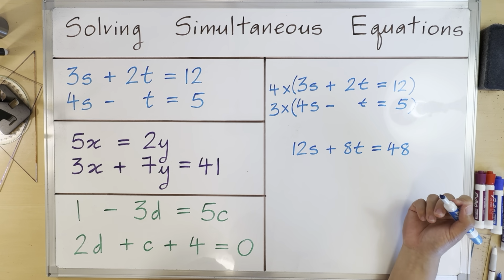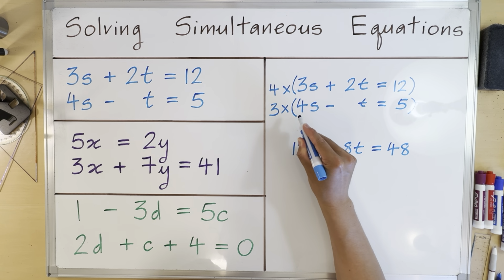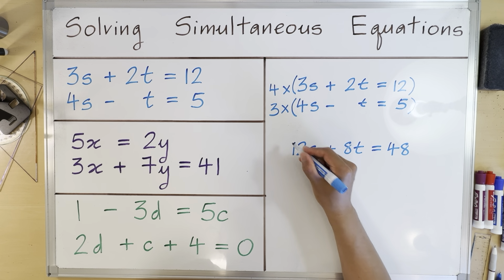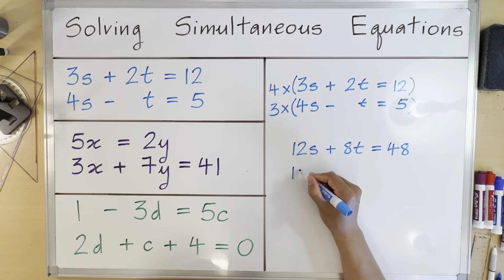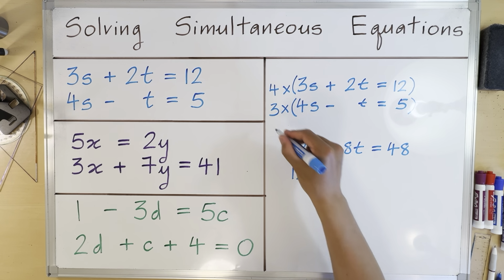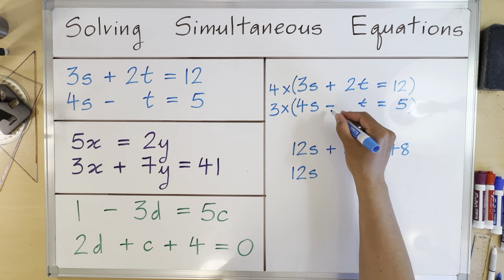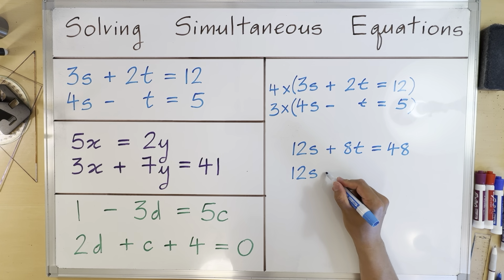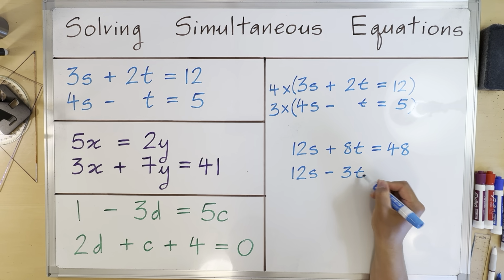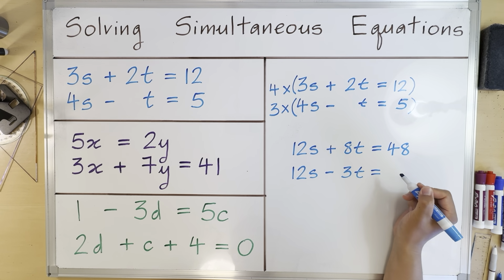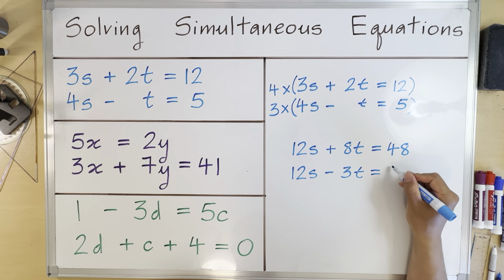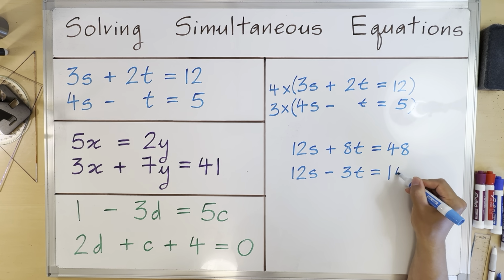For the second equation, we have 3 times positive 4s, which, just like this part right here, is going to give us positive 12s. 3 times negative t gives us negative 3t. And last but not least, 3 times positive 5 gives us positive 15.